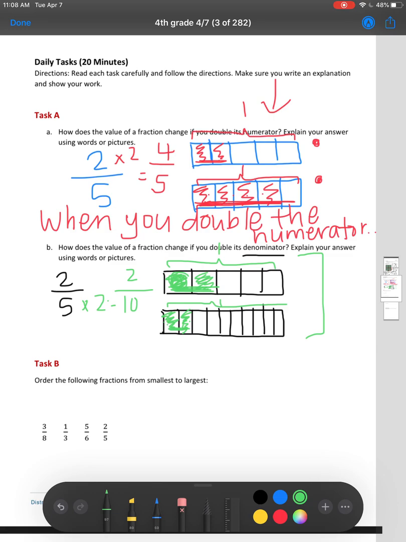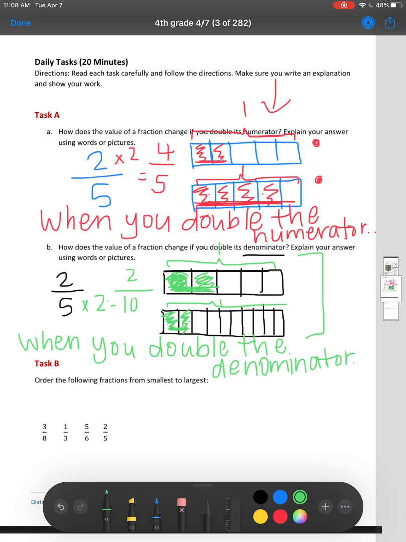So when I double my denominator, the value of the fraction actually gets smaller, right? Writing down that sentence stem again, just so you can explain your answer: when you double the denominator, and you can finish that sentence. Our fraction got smaller. Why? Because we took those fifths and broke them down into tenths, but our numerator didn't change, so we still only had 2 pieces shaded in. We created more pieces, but we only have 2 shaded in still. So it's a smaller fraction, all right?